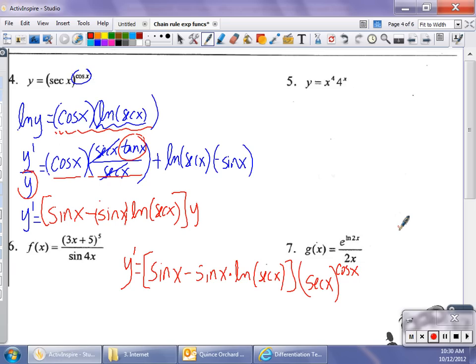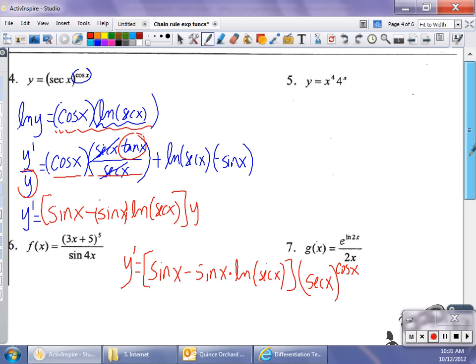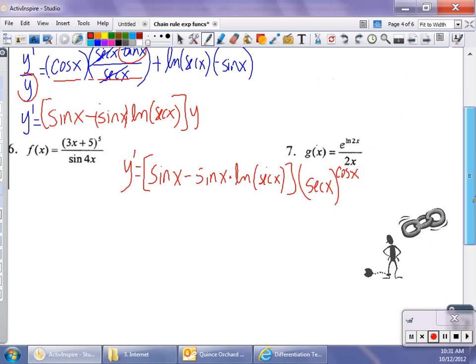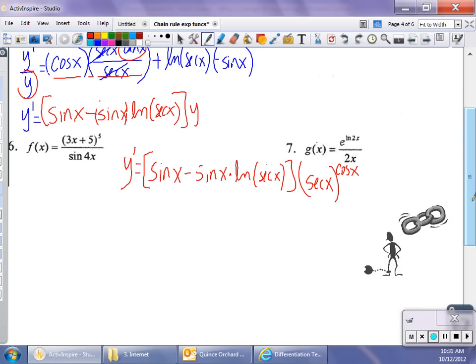And notice problem number 4 did not use our new rule. Remember, when you're finding derivatives, it's very important to use the right tool for the right job. In other words, the right derivative rule for the right function. And we're not going to do numbers 6 and 7. We're just going to talk about what you would do and what would be involved.